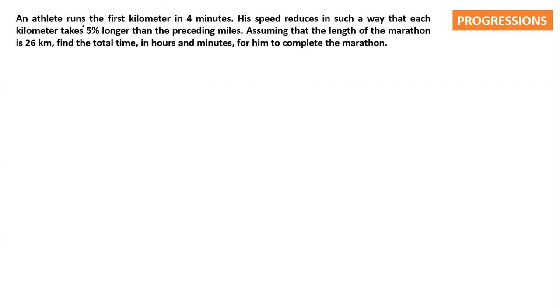An athlete runs the first kilometer in 4 minutes, so I put 4 for the first kilometer. For the second kilometer, he takes 5% longer than the preceding one. That means 5% extra. Extra means we need to add 5 to 100%, because 100% is neutral, so you get 105%. That's the meaning of 5% here: it takes 5% extra.